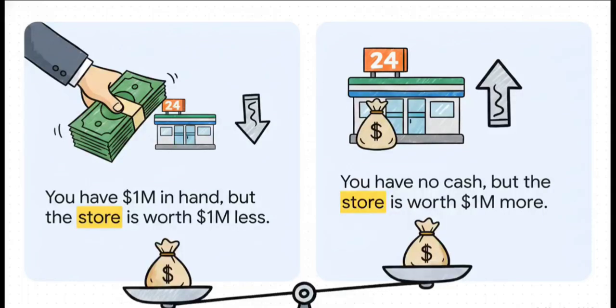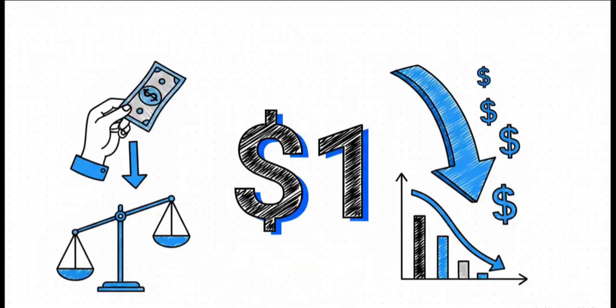Well, if you go with option A, sure, you've got $1 million in your hand, but your store is now worth $1 million less because, well, the cash is gone. If you choose option B, you don't have the cash in your hand, but your store is worth exactly $1 million more. Your total net worth is literally identical in both scenarios. The dividend didn't create new wealth, it just changed where your wealth was located. And that brings us to an absolutely unbreakable rule. A $1 dividend out equals exactly a $1 drop in the share price.